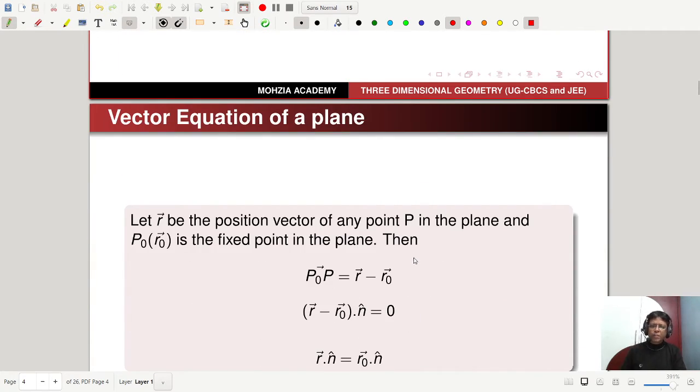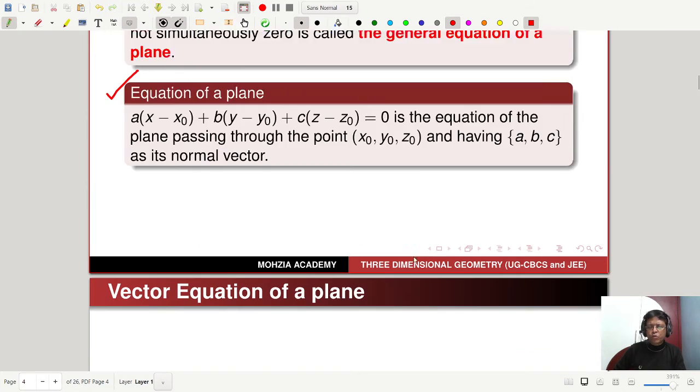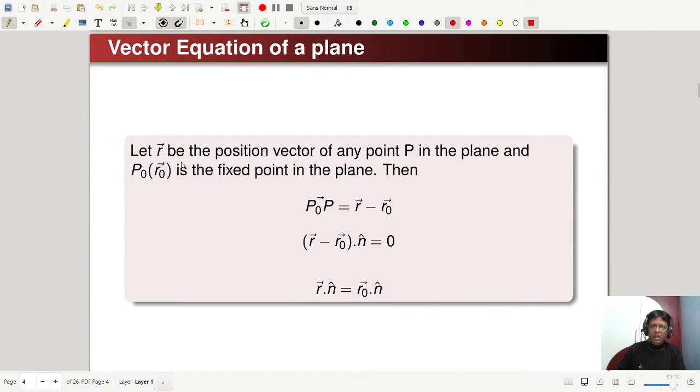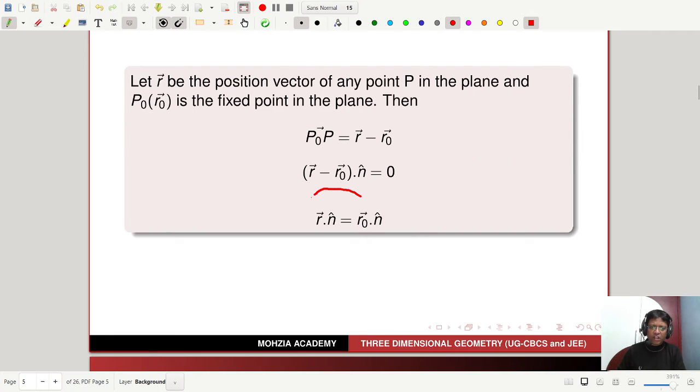Now let me write the equation of the plane in vector form. If r is the position vector of P and r naught is the position vector of P naught, then P naught P is given by r minus r naught, and if you take the dot product with n, this will give you the vector equation of a plane. This is the vector equation of a plane.